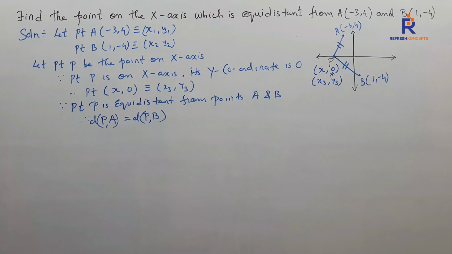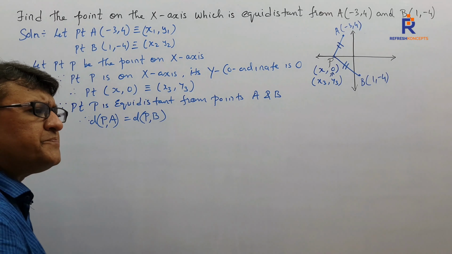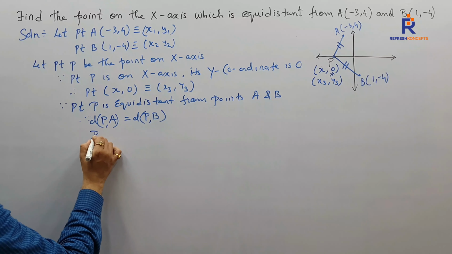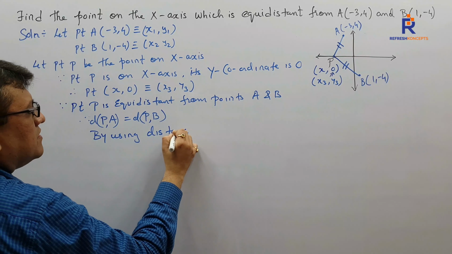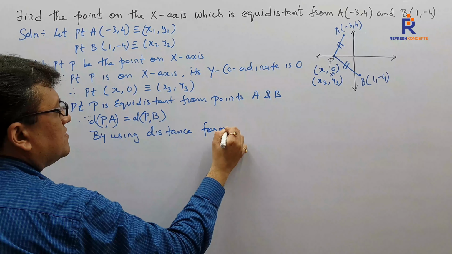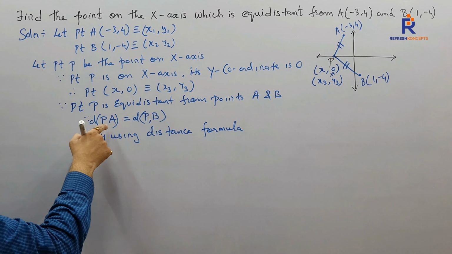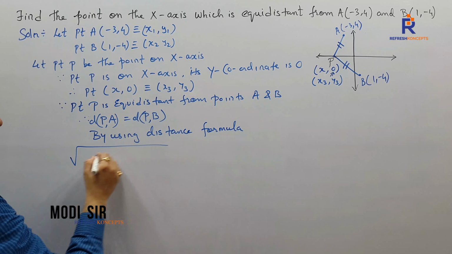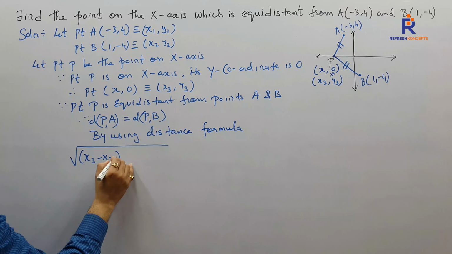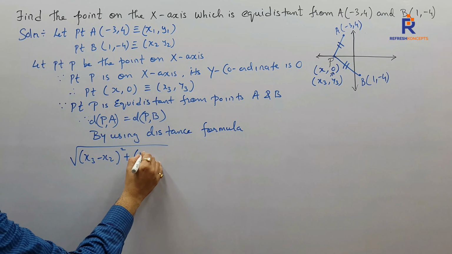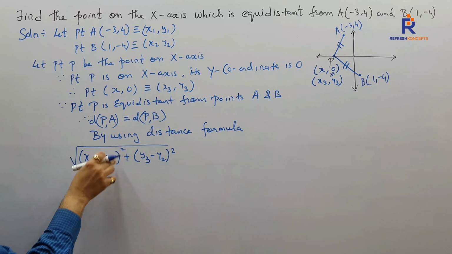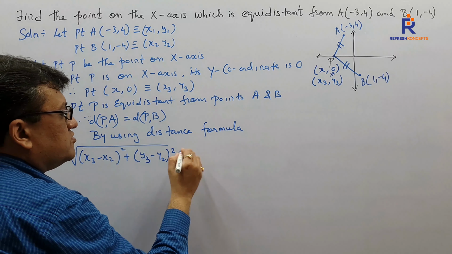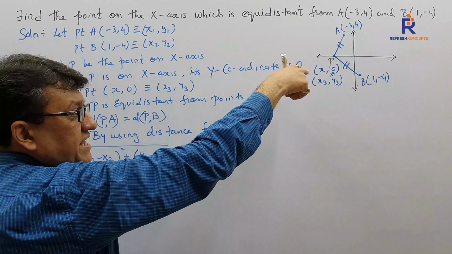So now when we are aware that distance PA equals distance PB, can we make use of the distance formula? By using the distance formula, what is it? Distance PA, what should be the formula? Under root of x3 minus x2 the whole square plus y3 minus y2 the whole square. This is for PA, which is equal to PB.